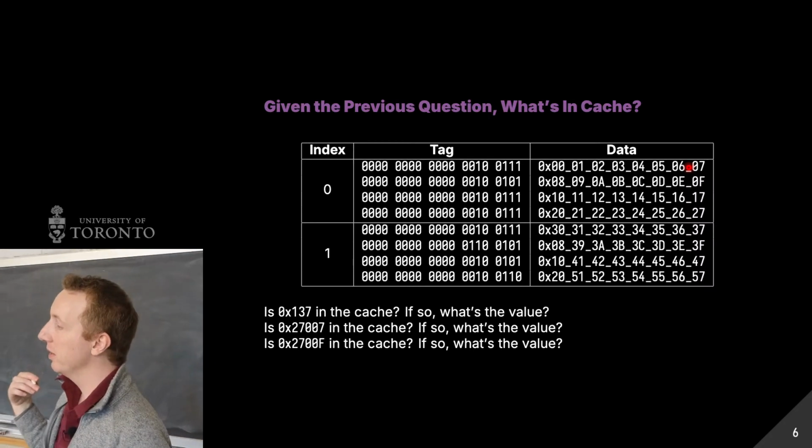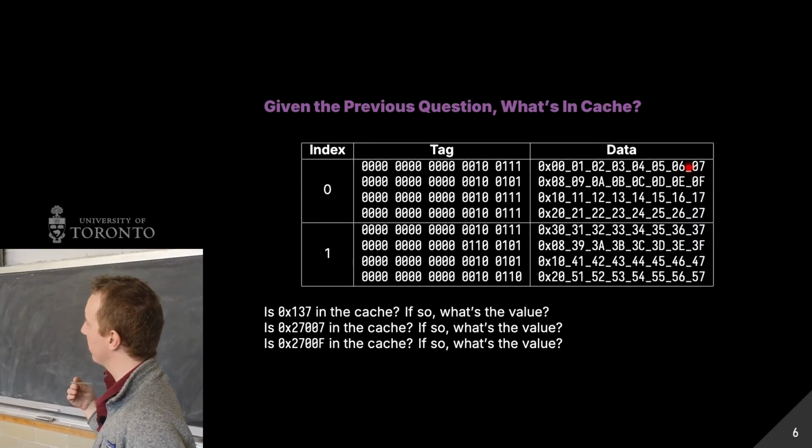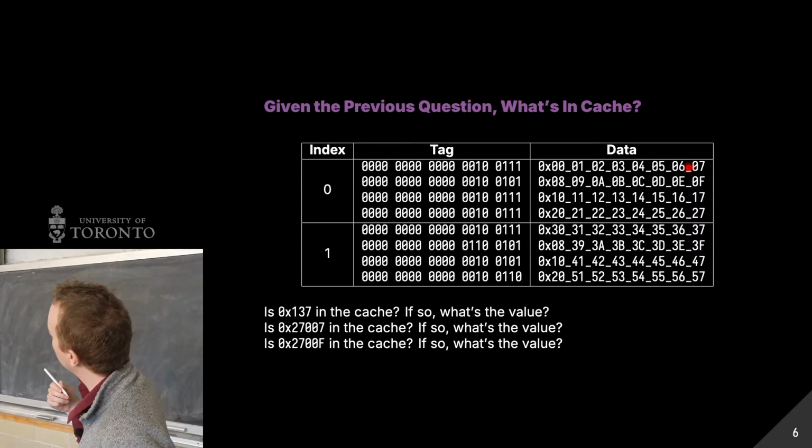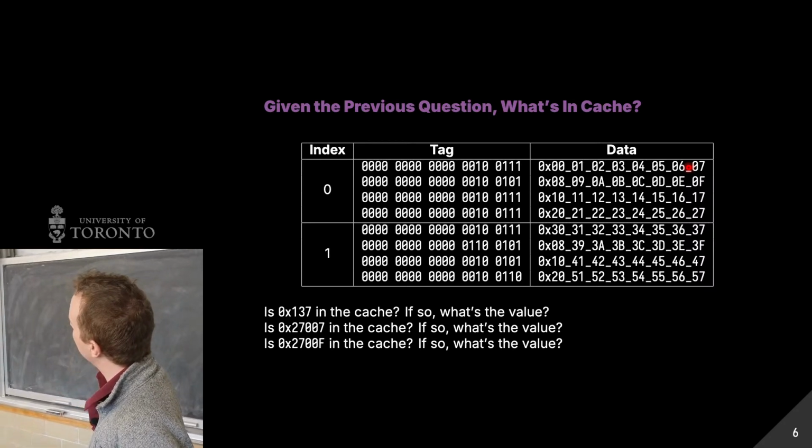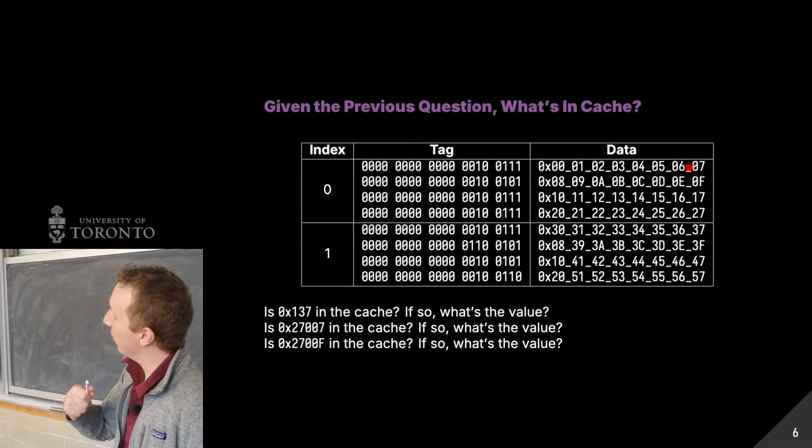So why do a bunch of the entries in index 0 have the same tag? Why do they have the same tag? Good question. They shouldn't.